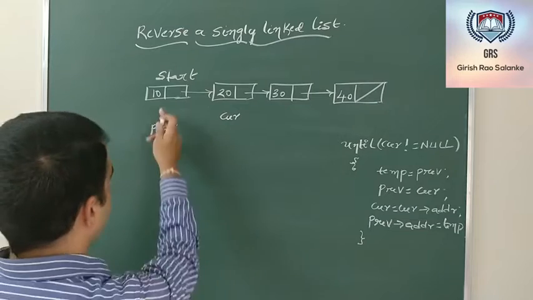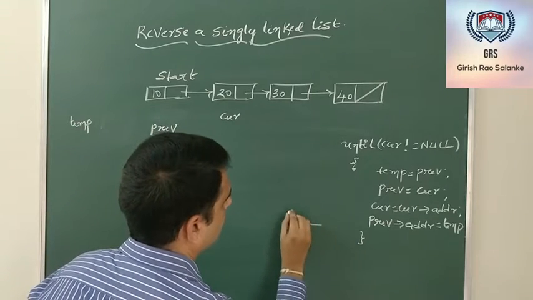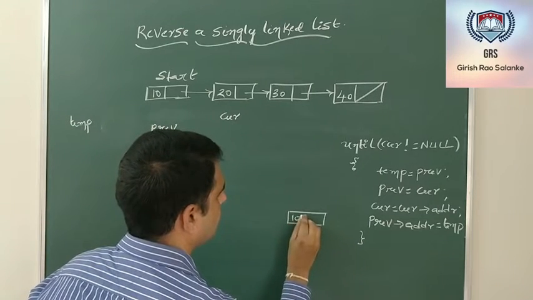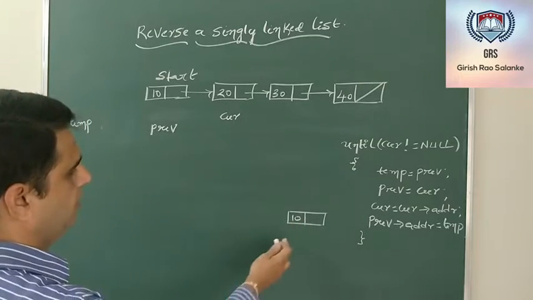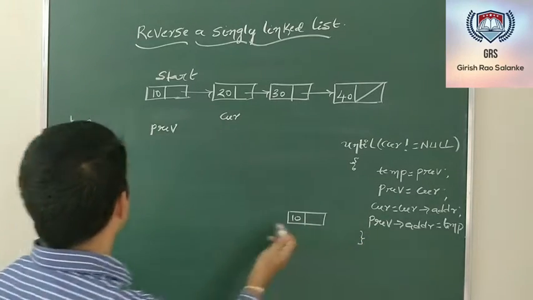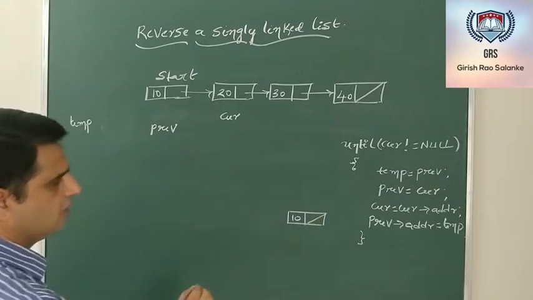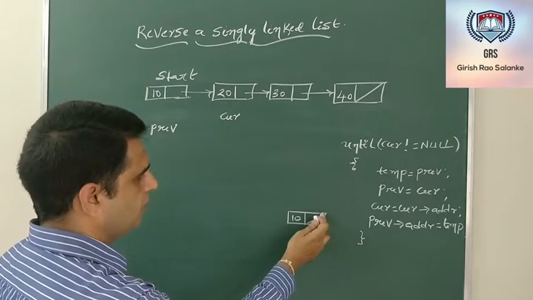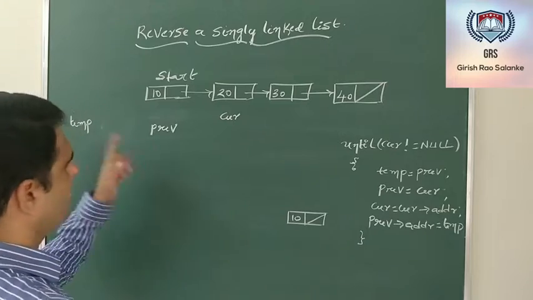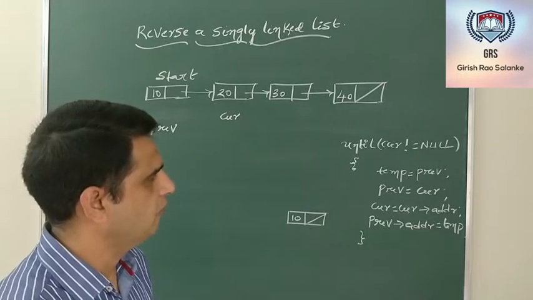So I will write this particular node 10 here. Node 10, where this is the previous. Previous of address is equal to temp. What is there in temp? Temp is null, so it implies that previous of address is equal to temp. So this is my first iteration. Let's go for the second iteration.